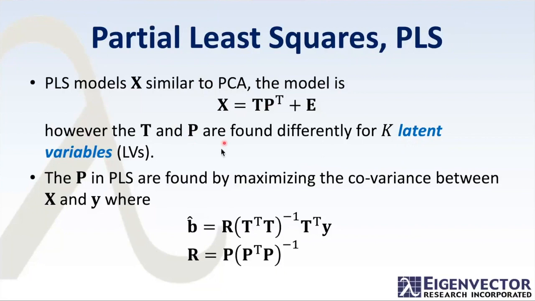And again, we don't need to really look at how all this linear algebra works. We just need to see that the P in PLS are going to be found by maximizing the covariance between our X block and our Y block. And that's a different objective than what we used for PCA.